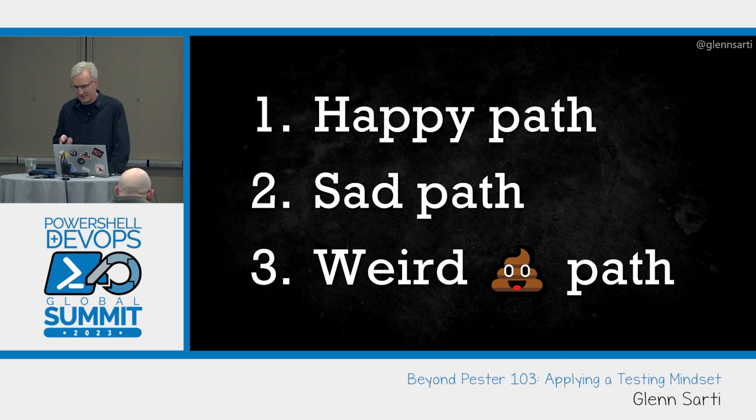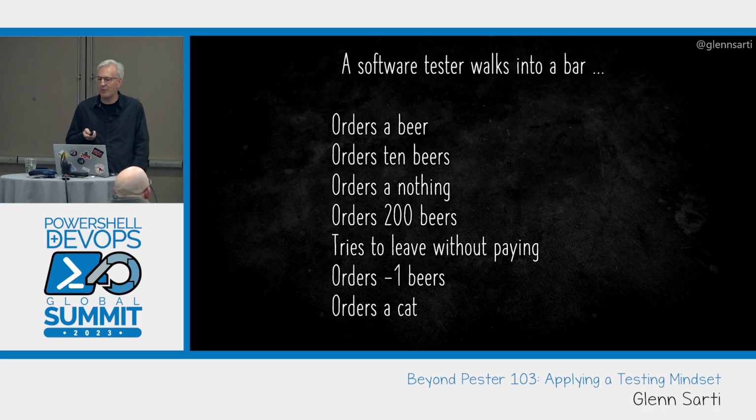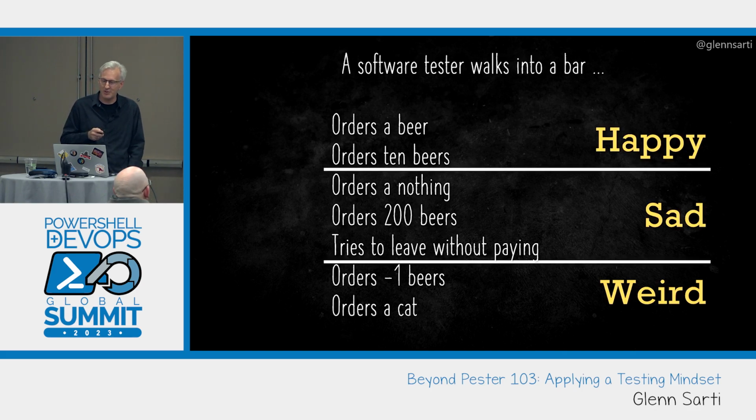Let's have two examples of this. This was a joke going around on Reddit. A software tester walks into a bar, orders a beer, orders 10 beers, orders a nothing, orders 200 beers, tries to leave without paying, orders -1 beers, tries to order a cat. But you can apply those 3 categories to that list. You've got your 2 happy tests at the top, you've got your 3 sad tests, and you've got your weird shit down the bottom there.